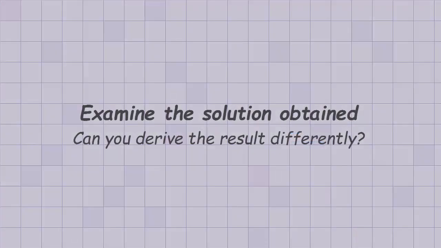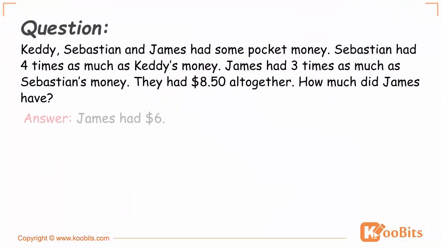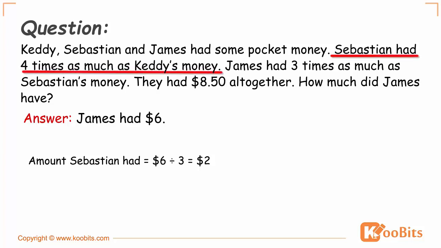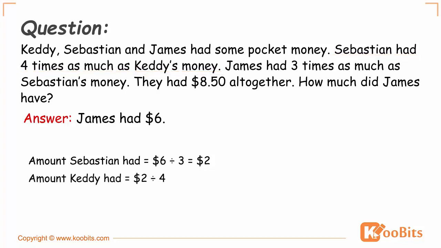Let's move on to check our answers and ensure they are correct. From our answer, we know that James had $6. Since we know that James had 3 times as much as Sebastian's money, the amount Sebastian had is equal to $6 divided by 3 equals $2. Also, we know that Sebastian had 4 times as much as Keddy's money. The amount Keddy had is equal to $2 divided by 4 equals 50 cents.